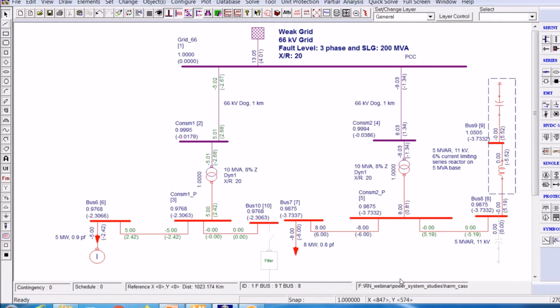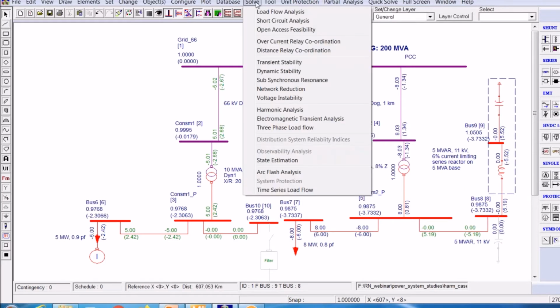This is a 5 megawatt non-linear load, 0.9 power factor. Therefore, the reactive power is about 2.5. Okay, 2.5 will be the reactive power here, and this is corresponding to the load flow analysis. Now we'll see what will happen corresponding to the distortion now.